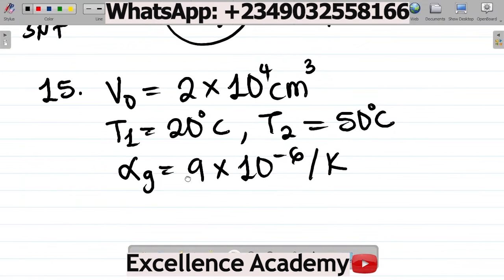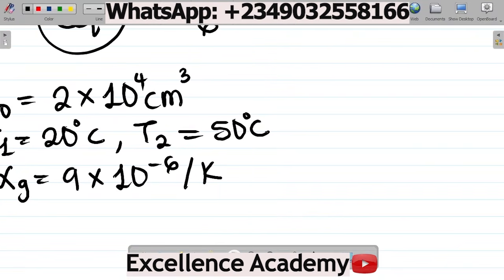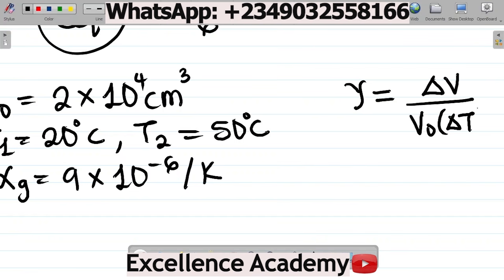That's what you asked to find. How do you get final volume? Recall that volume expansivity is given by gamma, and gamma is equal to change in volume all over initial volume times change in temperature. That's your formula.